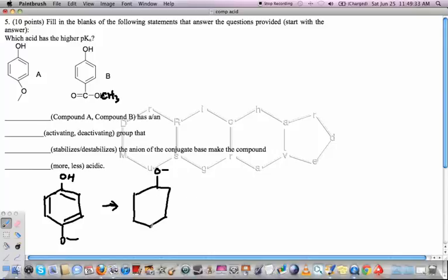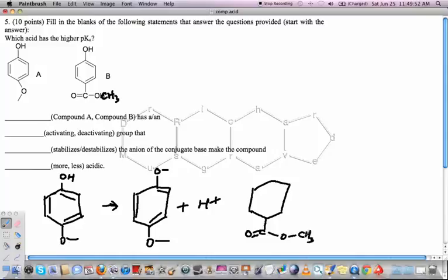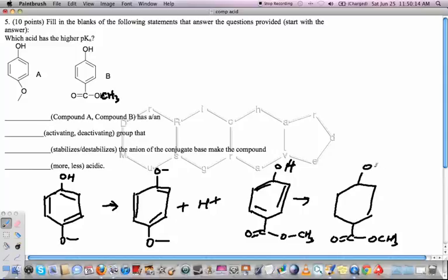And what we do is we take the H plus off the oxygen here on the phenol, and we'll do the same thing to the other one. Alright, so that's what the anions look like. Now we can investigate what's going on here.